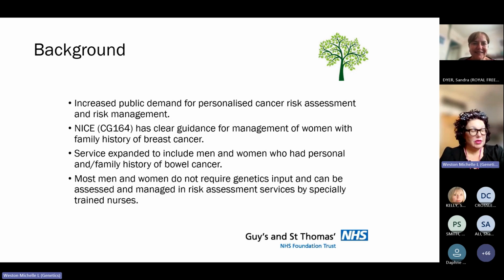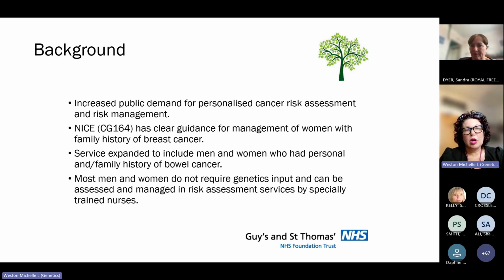So we know over the last 10 years or so, there has been an increase in demand in the public wanting to have a personalised risk assessment. And this really in part has been driven by some well-known people in the public that have shared their family history of breast cancer and their genetic status.